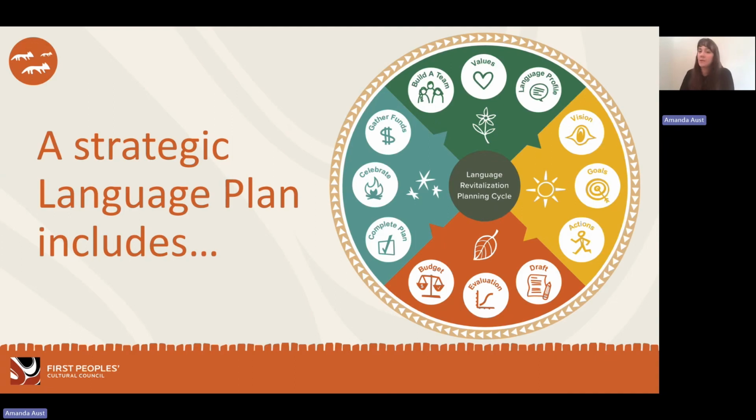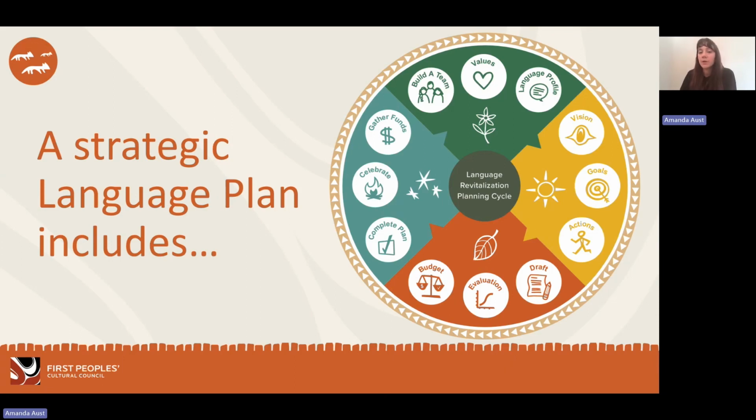When selecting LRP as a strategy, you will spend the next year of your grant developing a language revitalization plan. At the end, you will have a 3, 5, or even 10-year language plan, depending on your community's goals. It should include some key components to achieve your language goals. So establishing a language planning team, it should include values to root the planning culture, a language profile to understand the language landscape, and a vision statement to guide the work.